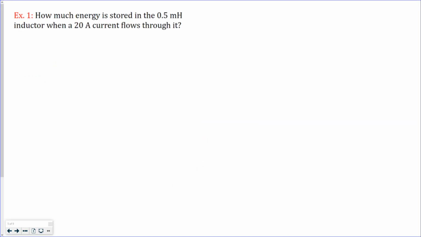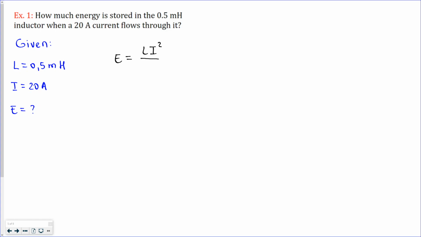Well, let's start solving from the first problem. What do we have here? Let's write the givens. So we have an inductor which has an inductance of 0.5 millihenry, and when a current of 20 amperes is passed through the inductor, we are asked to find the energy stored in this inductor. Well, this is a pretty easy problem.